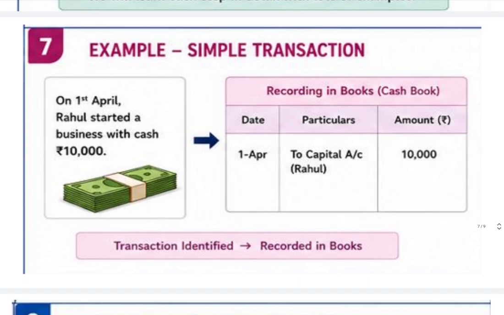This is one simple transaction. On 1st April, Rahul started a business with 10,000. How do we record it? First the date, then particulars, then amount. In the date column you write the date when the transaction happened. Particulars means the narration of the transaction. Then the amount, 10,000. You have to identify the transaction and then record it.